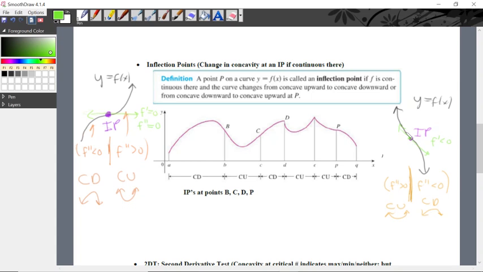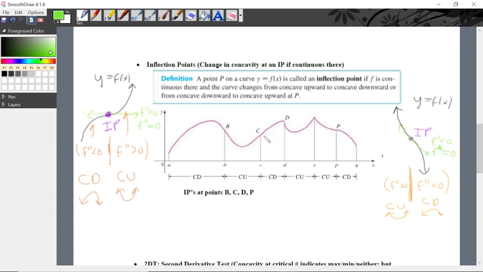But notice at that point, since this is nice and smooth and smoothly transitioning from a positive second derivative to a negative second derivative, if that happens smoothly and continuously, then f double prime must have passed through 0. All right? So f double prime would equal 0 at that point. Okay. Again, that does not mean that f double prime has to equal 0 at an inflection point. It could be that f double prime does not exist at an inflection point.